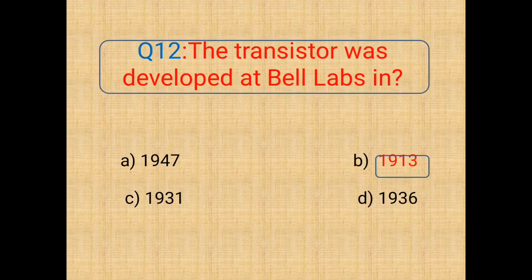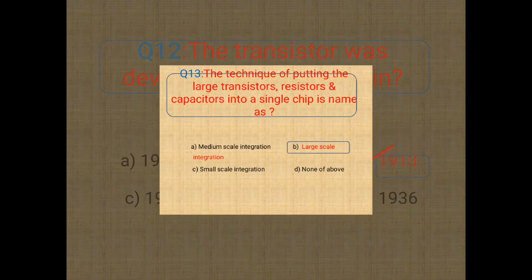Question number 12. The transistor was developed at Bell Lab in A 1947, B 1913, C 1931, and D 1936. So the transistor was developed at Bell Laboratory in 1930. The correct option is B 1930.